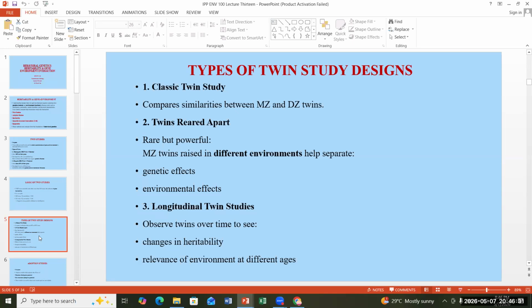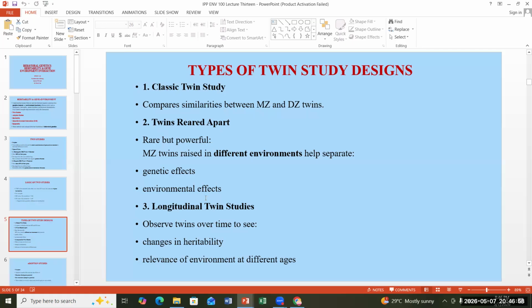This means we take monozygotic twins or dizygotic twins, and we rear them apart, so the two twins are raised in different environments. And when we do this type of study, we identify the role of genetic effects and the role of environmental effects.